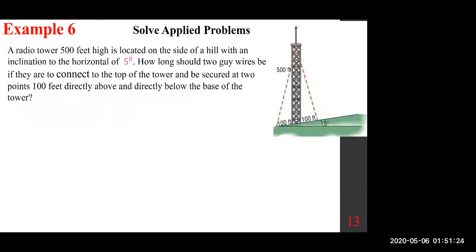Okay, could somebody be kind enough to read this for us, please? A radio tower 500 feet high is located on the side of a hill with an inclination to the horizontal of 5 degrees. How long should two guy wires be if they are to connect to the top of the tower and be secured at 2 points 100 feet directly above and directly below the base of the tower? All right. Thank you so much. Let's see what is given here.